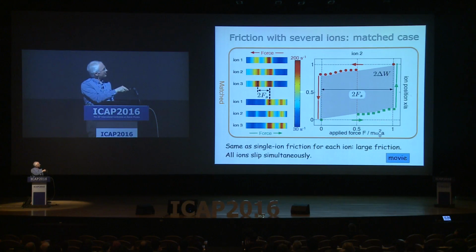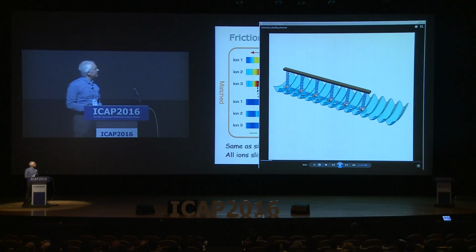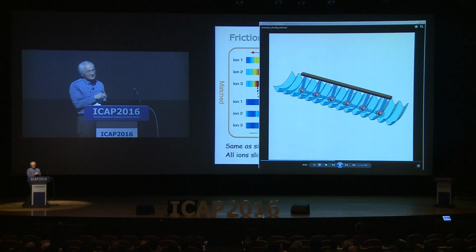When we plot, for instance, the static friction force or look at the dissipation, it's simply n times, in this case, 3 times the single particle dissipation. Not too surprising. All the ions are doing the same thing. So in a movie, this is what it looks like. You know, the ions are matched to the periodic potential. They are connected with springs to each other. But you see, because all ions are equivalent, these springs between the ions never really matter. They never get stretched or compressed.